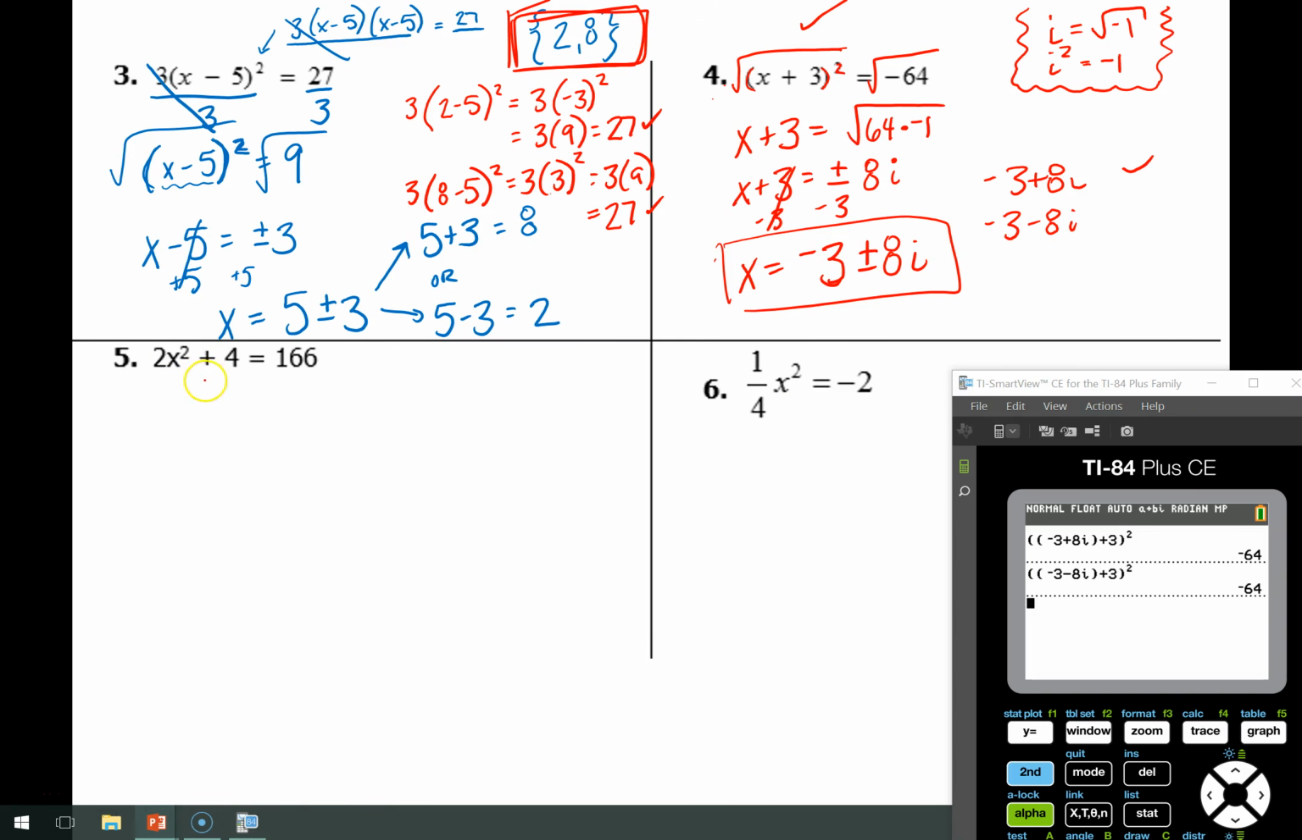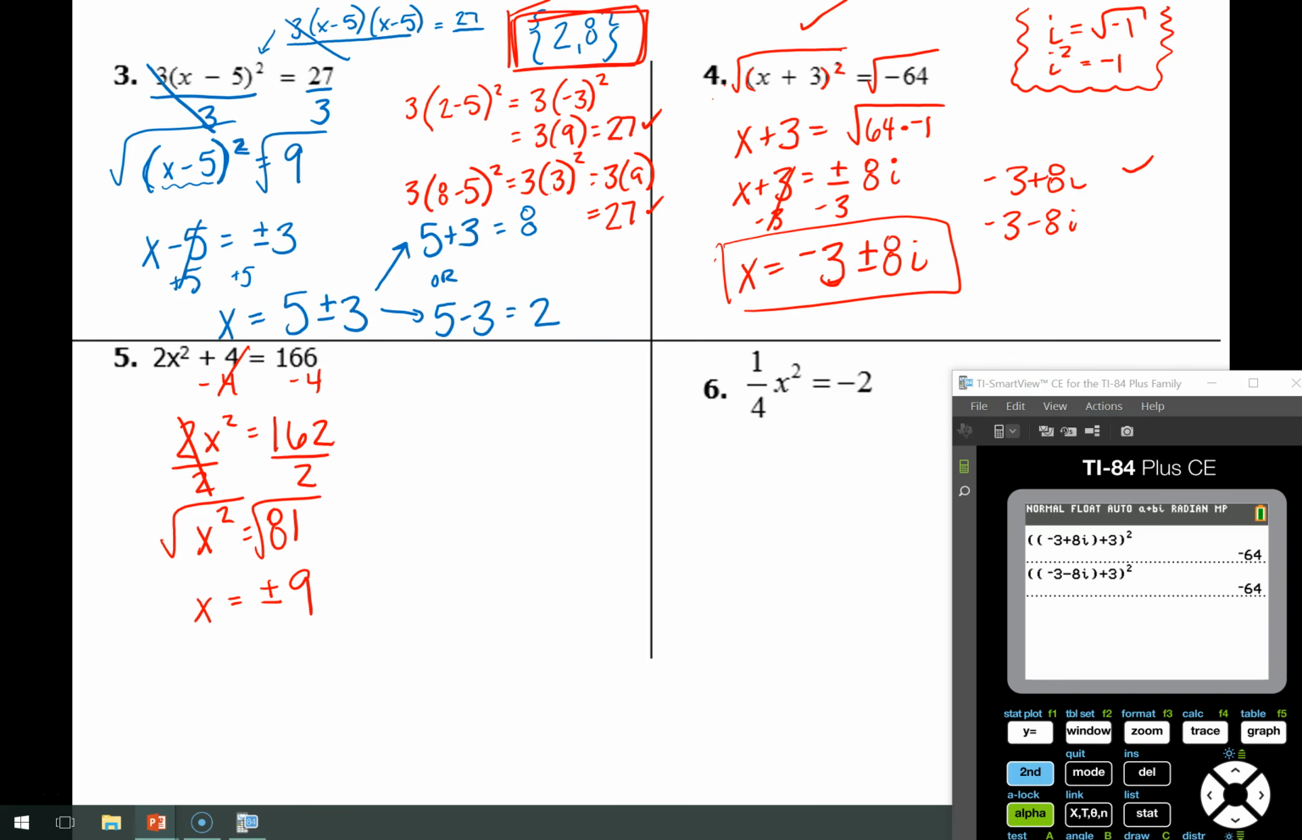The first thing that you need to do is subtract 4 from both sides. So that gives me 2x squared is equal to 162. And then I need to divide both sides by 2. Then I have x squared is equal to 81. Now from here, I've isolated my square, so I can take the square root of both sides. That gives me x is equal to, don't forget, plus or minus 9.